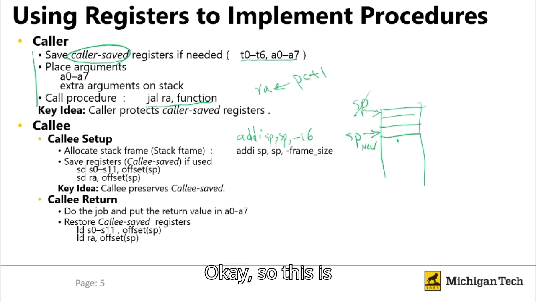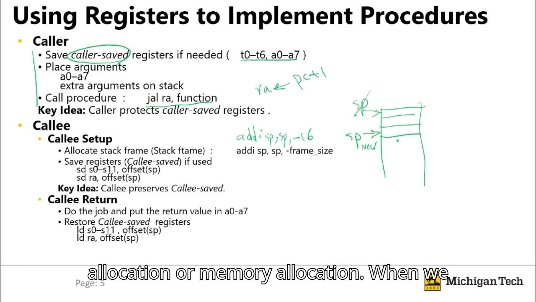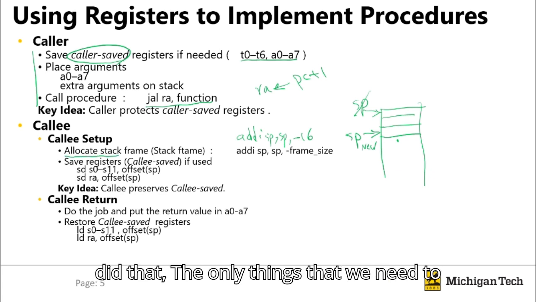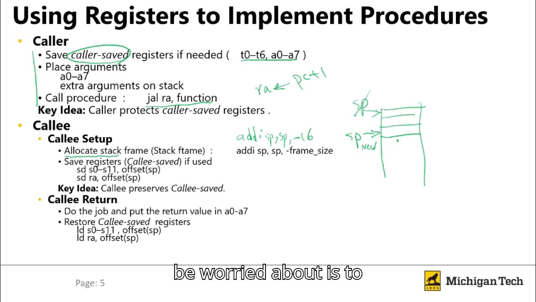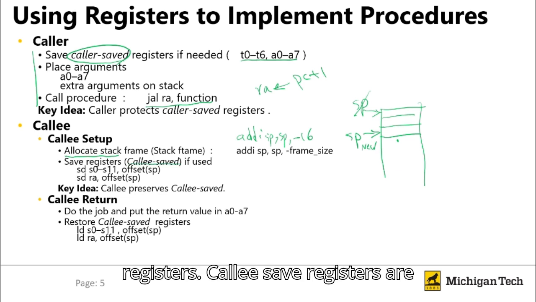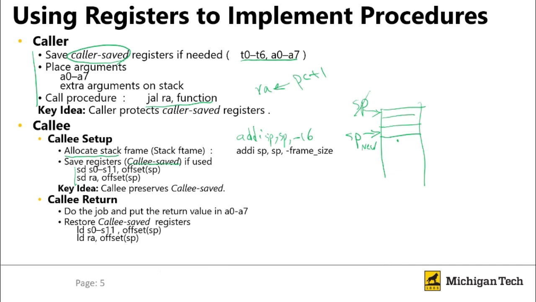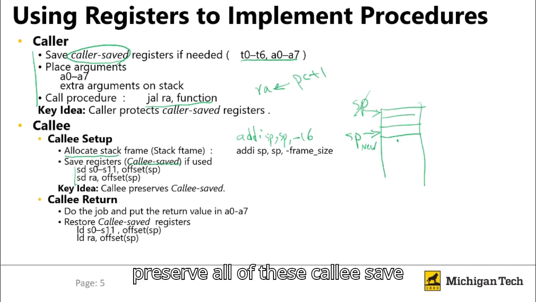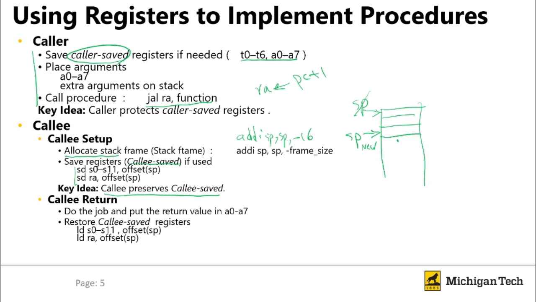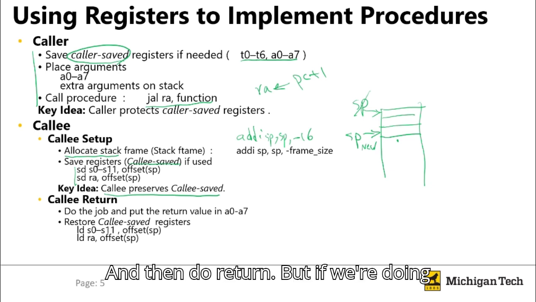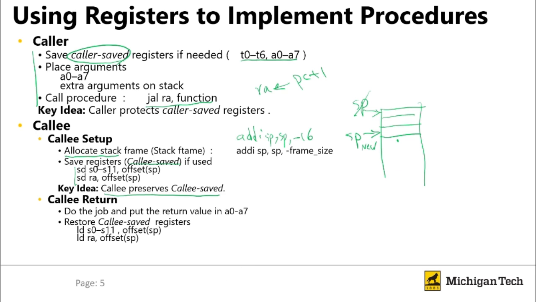Okay, so this is called stack allocation or memory allocation. When we did that, the only thing that we need to be worried about is to actually save callee saved registers. Callee saved registers are saved registers and return address, and the callee needs to preserve all of these callee saved registers, and then do return. But before doing return, we need to do our job.